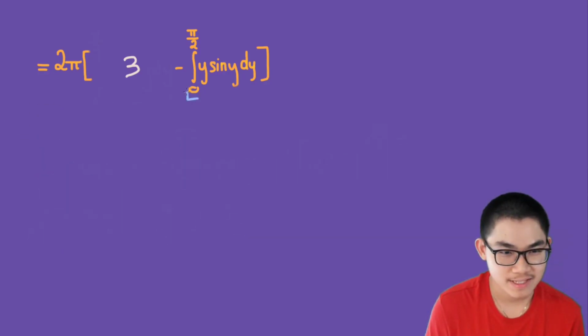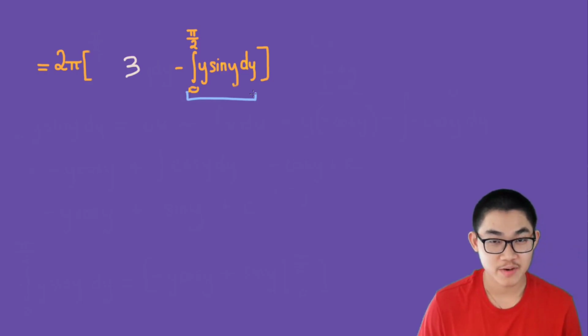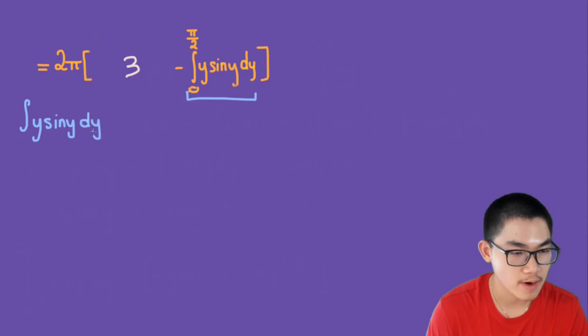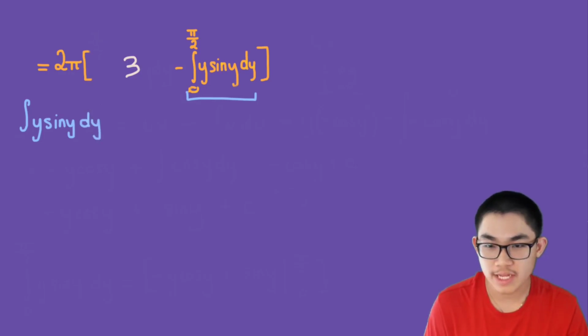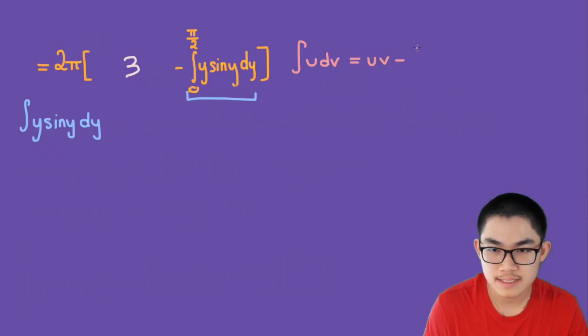Now, how about this integral right here? In order to solve that integral, we need to find its antiderivative first. So we have the antiderivative, which is the integral of y times sine of y times d of y. And we have to use integration by parts. So what's the formula for integration by parts? Well, it's the integral of u dv is equal to u times v minus the integral of v times d of u.